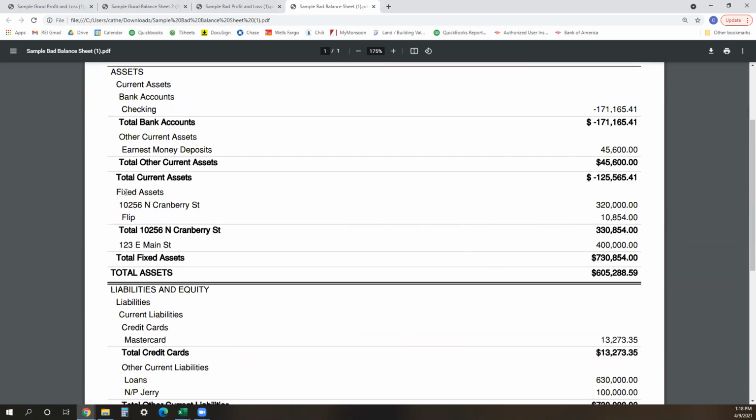Next up is your fixed assets. This will be a lot of the properties that you own if you're doing flips. If you have rentals, those will be here as well. For this, we like to categorize out the property, and we'll show that on the good example of a balance sheet. But here you see there are two properties, 10256 North Cranberry and 123 East Main Street. These large amounts, the 320 and the 400, are the original costs, the purchase costs.